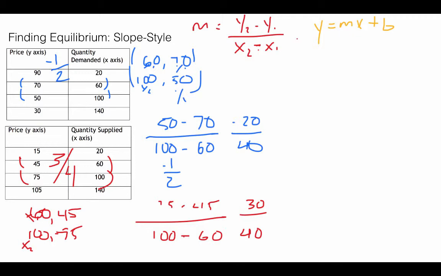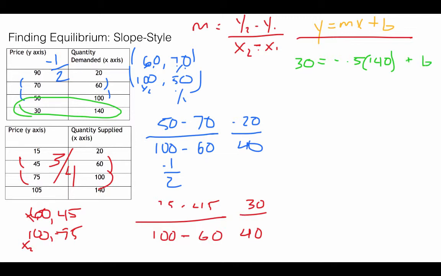Now that I have done that, I'm at the point where this gets a little confusing. I have to use this formula now, and I'm going to pick a set of points to plug into that formula. So y equals 30, my slope of demand is negative 0.5, we're going to times that by 140, and then we'll have plus b. We're ultimately trying to solve for that b.